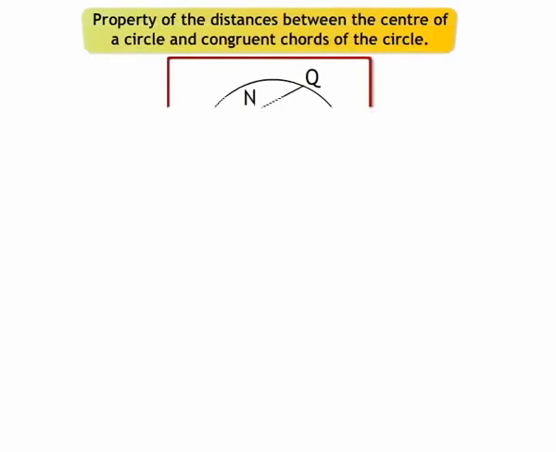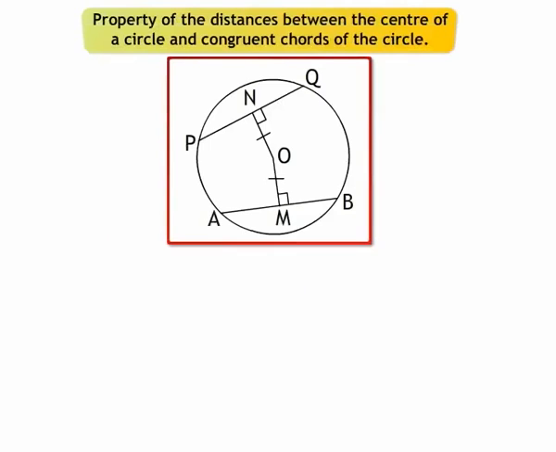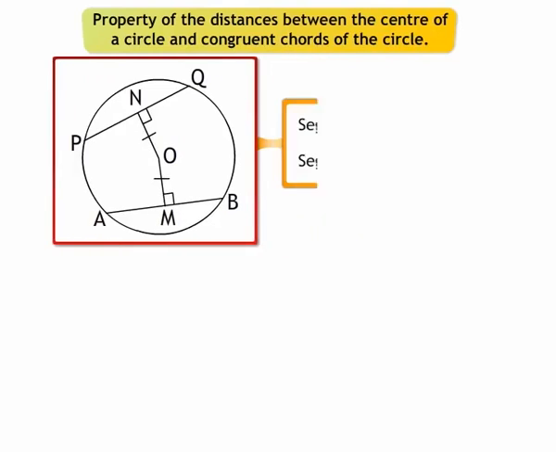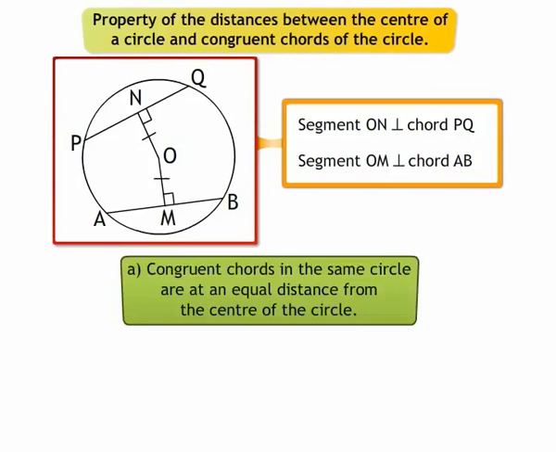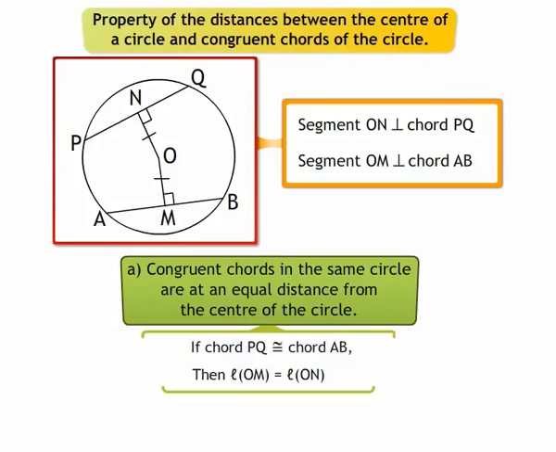Now let us study the second property of the distances between the center of a circle and congruent chords of the circle. From this figure, we can see a circle with center O, segment ON perpendicular to chord PQ, segment OM perpendicular to chord AB. A. Congruent chords in the same circle are at an equal distance from the center of the circle. If chord PQ is congruent to chord AB, then length of segment OM is equal to length of segment ON.